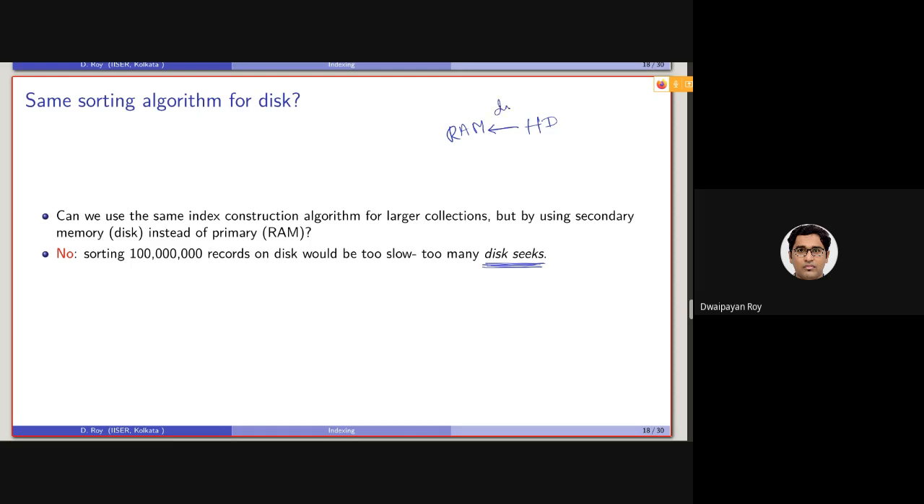So this is basically the disk seek time. These are some concepts from operating systems, but I am trying to give you a very brief overview of them whenever I encounter them. So of course, we need some other type of algorithm which can be applied on the disk.